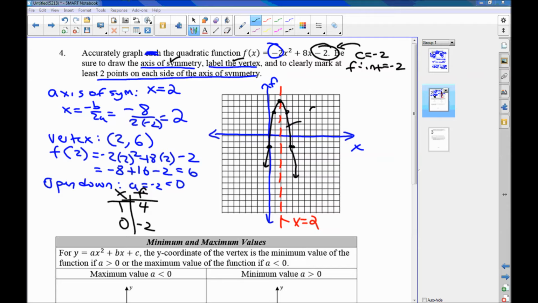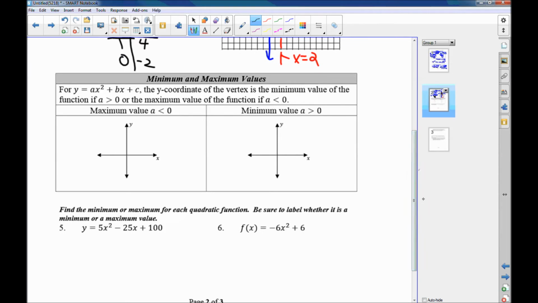All right, and there is f of x equals negative 2x squared plus 8x minus 2. I plotted my vertex and 2 points on each side. All right. Minimum and maximum values.